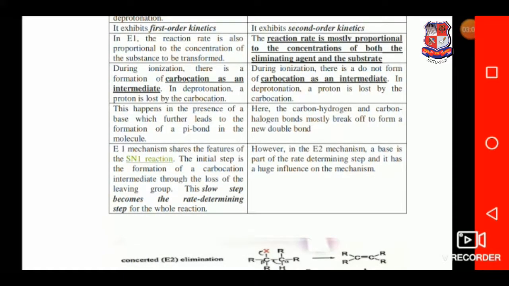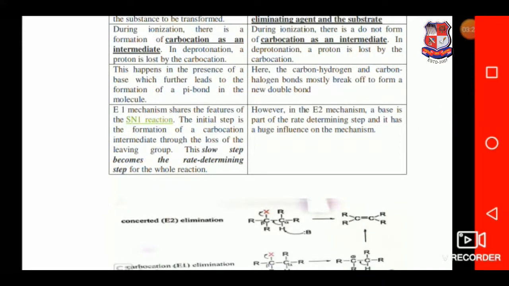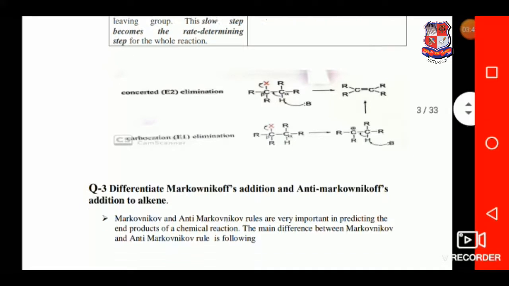E1 reaction takes place in the presence of a base, which further leads to the formation of a pi bond in the molecule, while in E2 carbon-hydrogen and carbon-halogen bonds mostly break off to form a new double bond. E1 reactions resemble SN1 reactions, while in E2 a base is a part of the rate determining step and it has a huge influence on the mechanism. This is a demonstration of E1 elimination and E2 elimination.